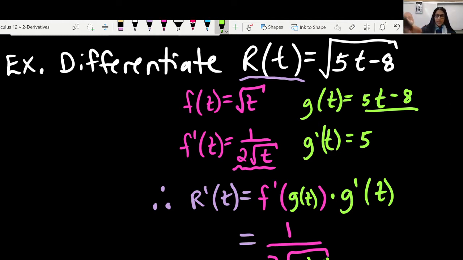Okay, and then that's going to be times g prime of t, which we found from up here, is just equal to this constant, 5. So the only part I want to clarify and draw your attention to is this part here. So yeah, we would do f prime. Notice this is not f prime of t. This is f prime of g of t. This was f prime of t.